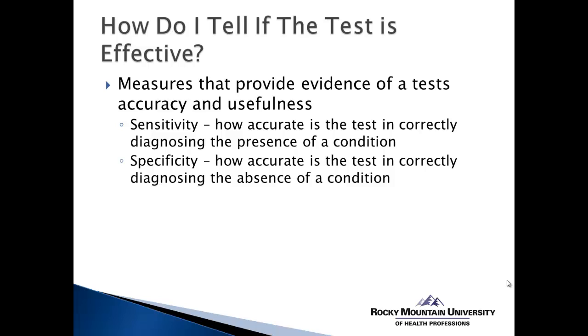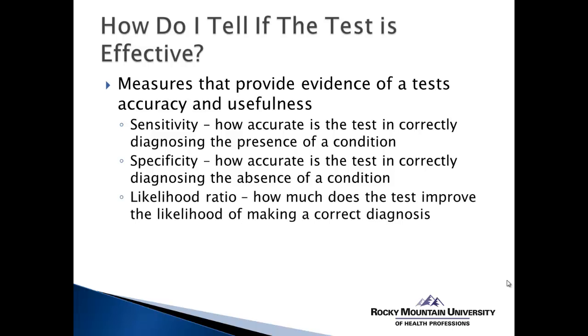Specificity, on the other hand, gives us an idea of how accurately the test can correctly diagnose the absence of a condition, or basically to rule out a condition. So can this test tell us if this person does not have the illness that we're trying to evaluate?